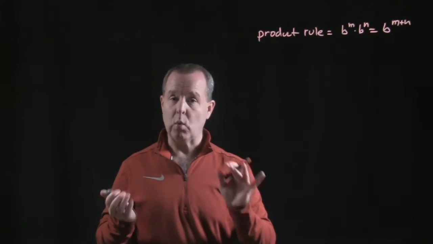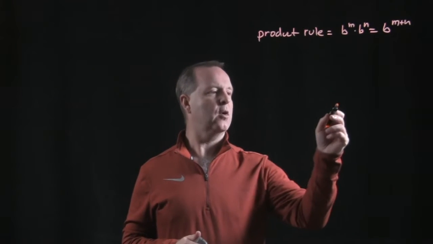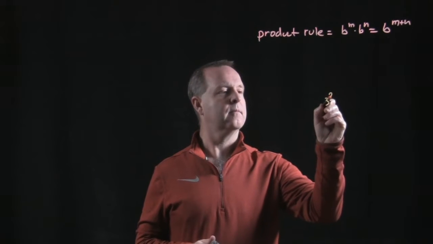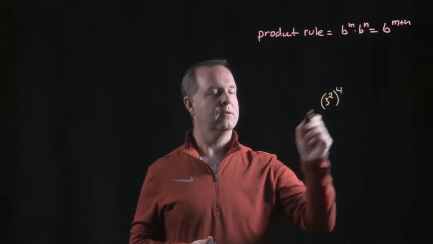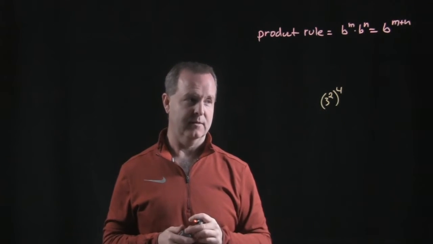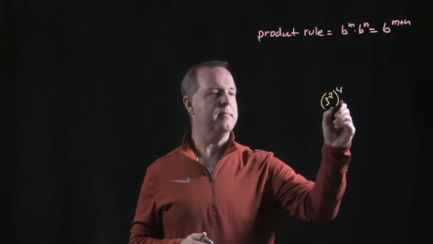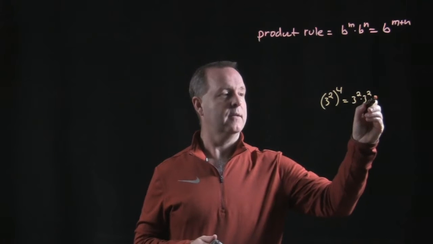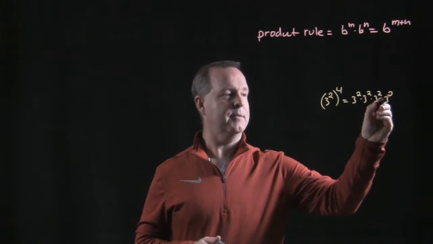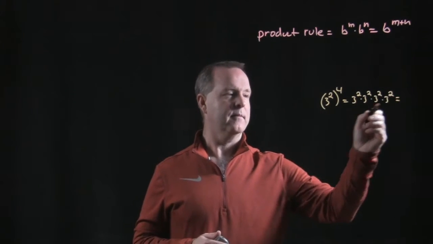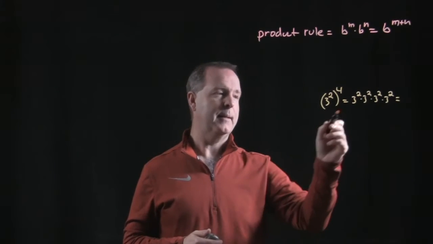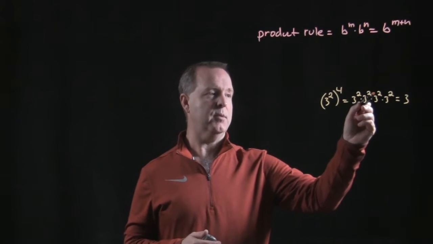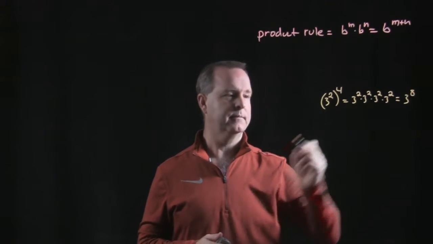Now let's look at another way that we can work with exponents. So imagine I have 3 squared, and I want to fourth those. What does that mean? Well, this means the same thing as 3 squared times 3 squared times 3 squared times 3 squared. And if we remembered our product rule, like bases, add the exponents. 2 plus 2 plus 2 plus 2 produces an 8.